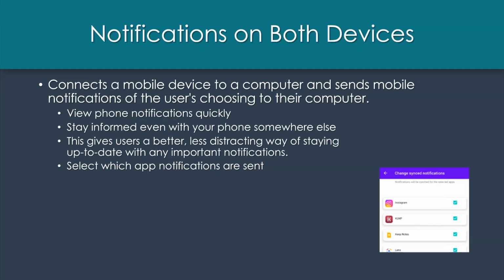Neptune connects an Android mobile device to a computer and sends mobile notifications of that user's choosing to their computer. This allows users to see their notifications quickly and stay informed while their device is away from their computer. It also gives the user a better, less distracting environment, which they can still keep up to date with any important notifications while still working on whatever they need to. Users can also select which apps' notifications they want to be sent. Let's hop over to the app to show a demo.